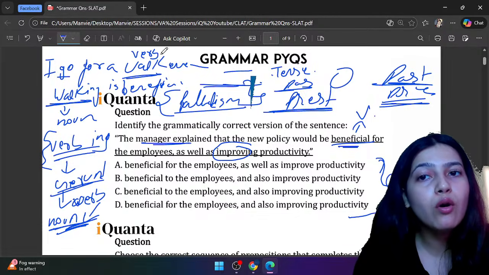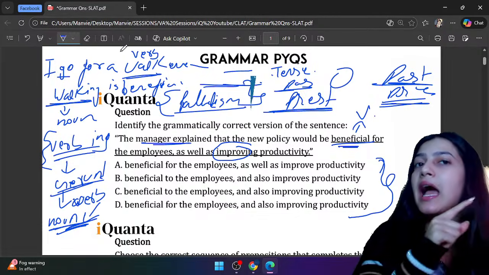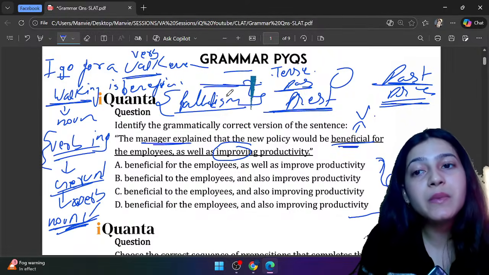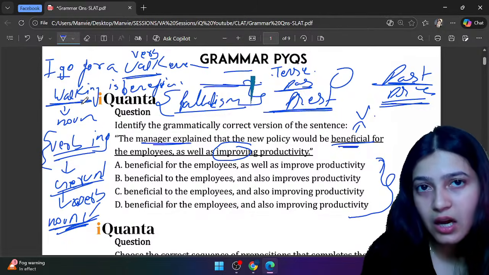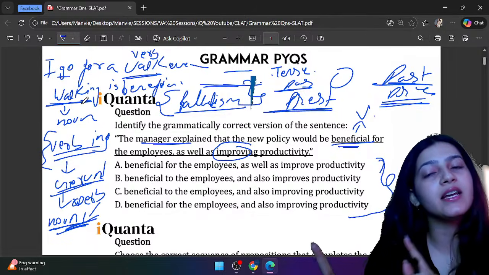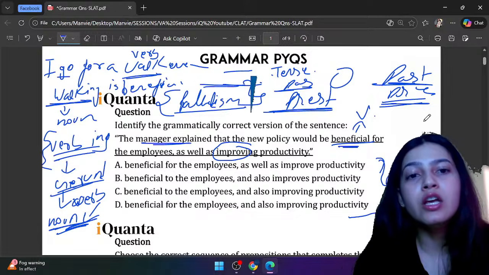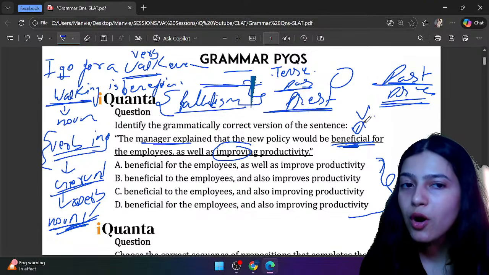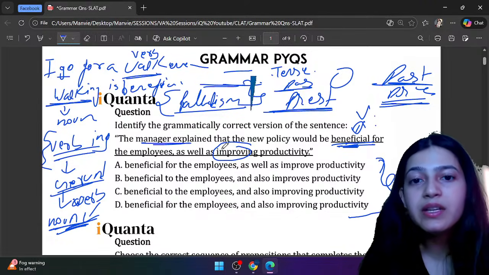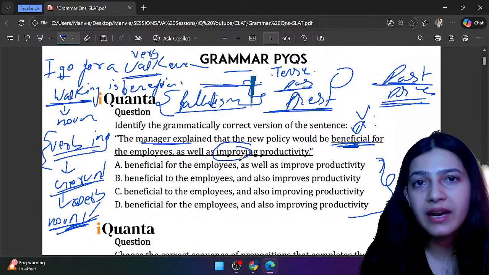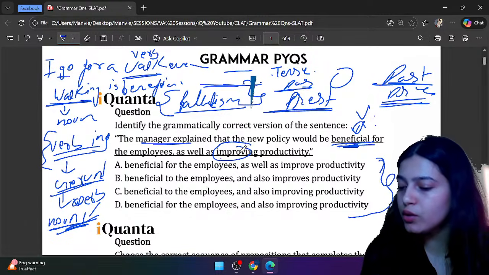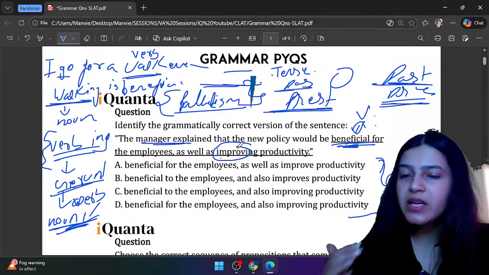Here you go for a walk and you are doing an action, but when you say walking is beneficial, it becomes a noun. It is a verb acting as a noun, and this verb acting as a noun is called a gerund. So here, if they've put the first form of a verb, how can we expect this to be the right answer? Improving. So now we need to look for the correct answer here. Okay?